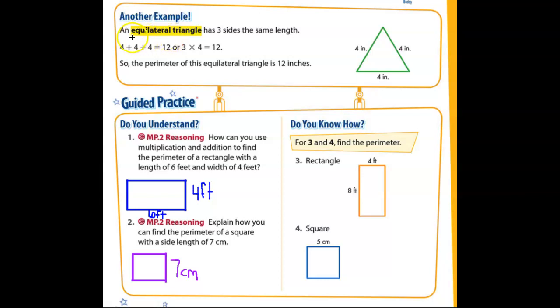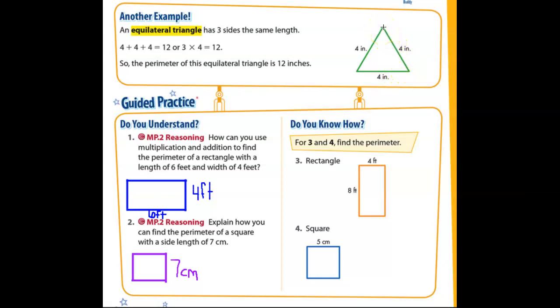And what I notice about the word equilateral is that it has part of the word equal in it. So that helps me to remember and see that an equilateral triangle has equal sides. All three sides have the same length.